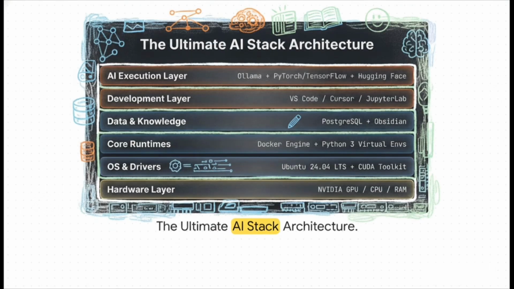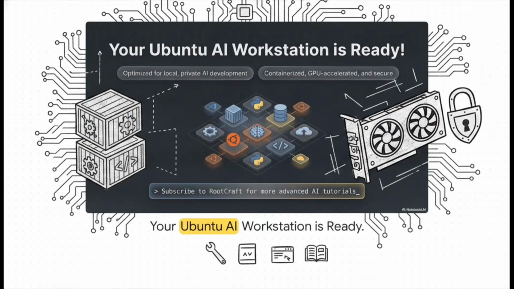Bringing it all together, just look at this completed layer cake architecture. It is a beautifully optimized professional-grade AI stack. At the very base, you've got your hardware. Next, Ubuntu and your drivers. Then, your core runtimes like Docker and Python. Above that sits your data and knowledge tools. Then your development layer with Cursor and JupyterLab. And finally, sitting perfectly at the very top is the AI execution layer, with Ollama, your deep learning frameworks, and Hugging Face. And just like that, your Ubuntu AI workstation is completely ready.